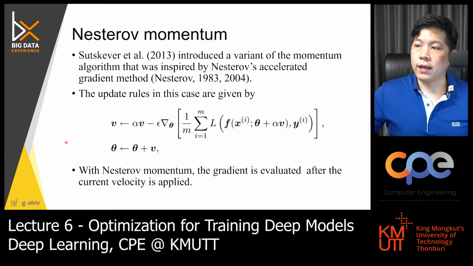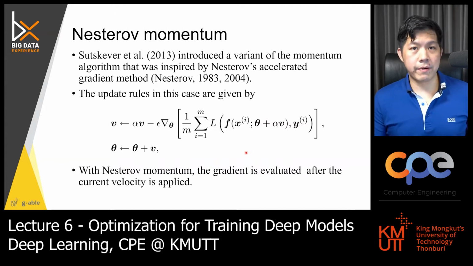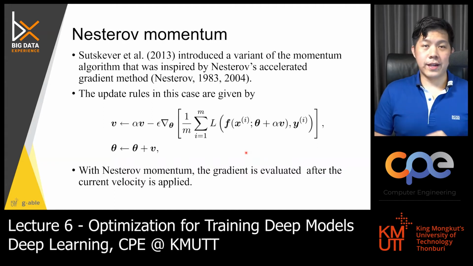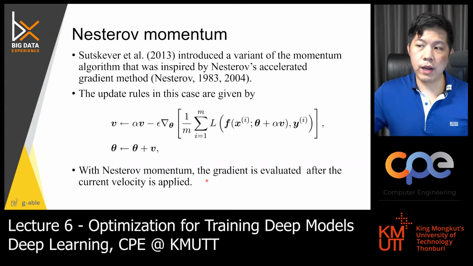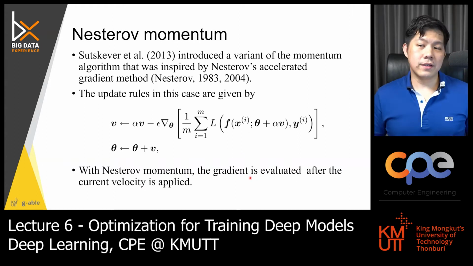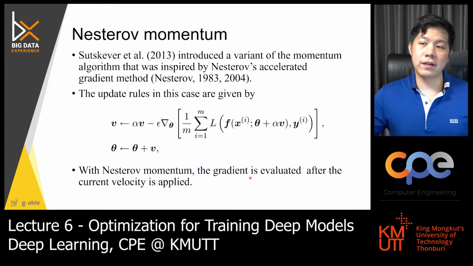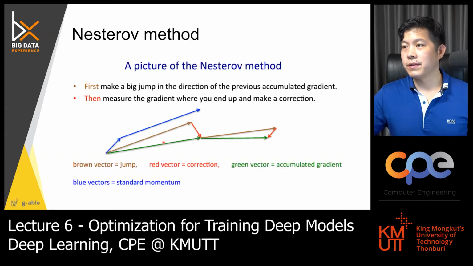That is, instead of calculating the gradient at theta, the current parameter, Nesterov momentum will evaluate the gradient after the current velocity is applied. After the current velocity is applied, then it will use that to evaluate the gradient.